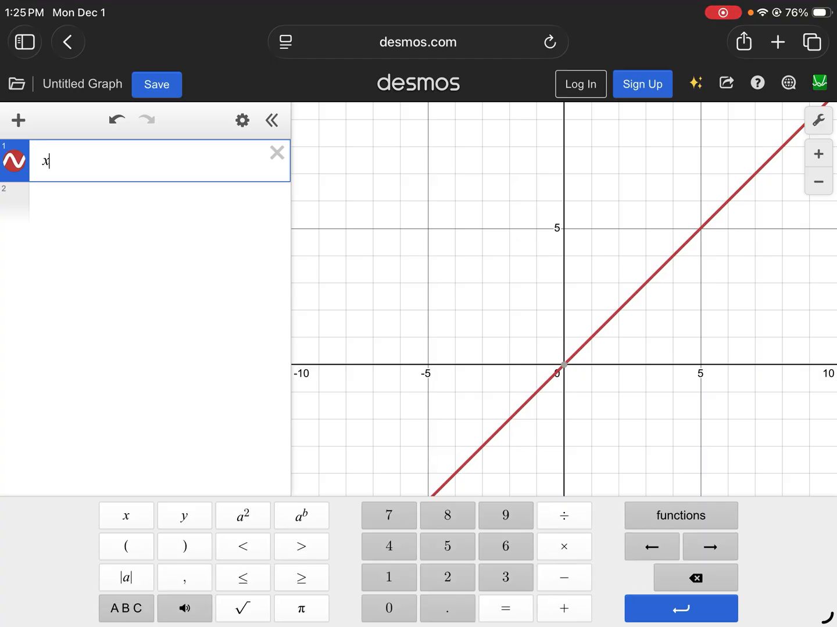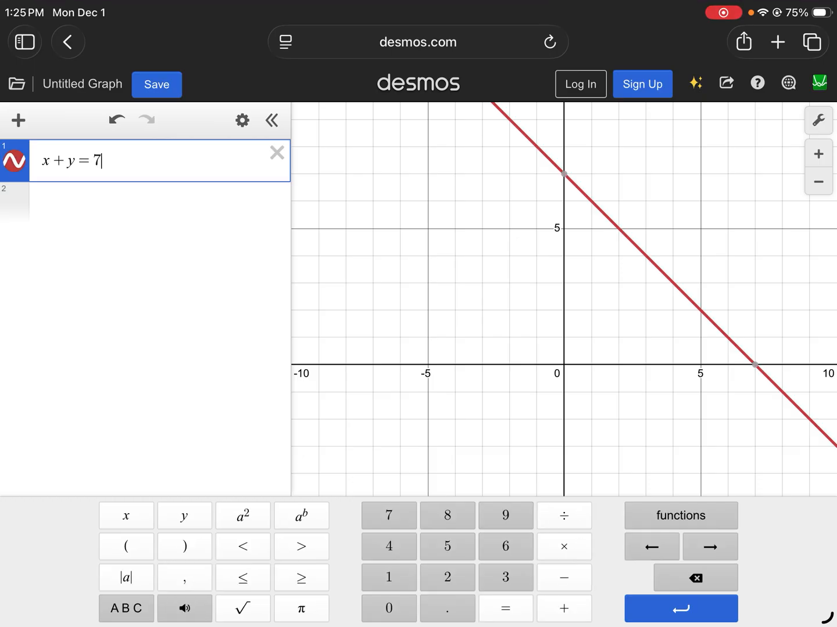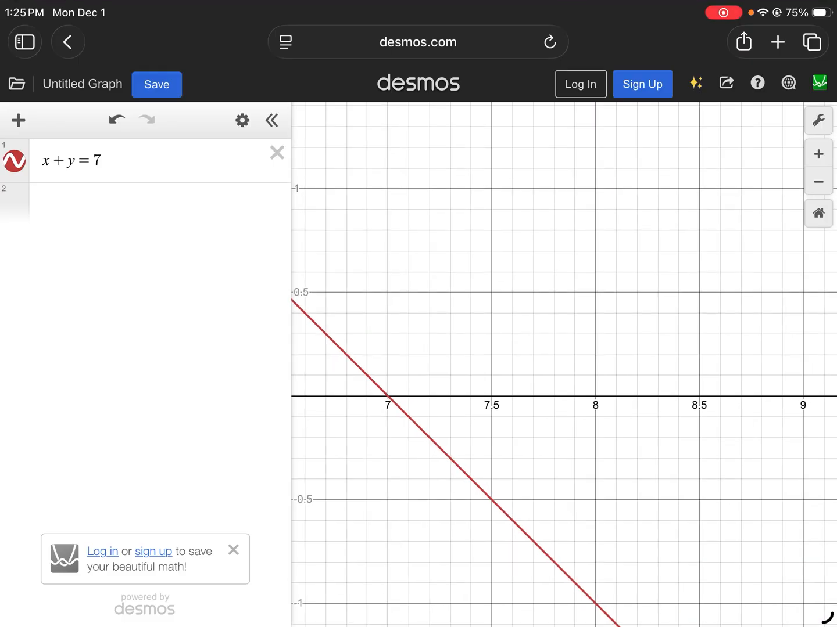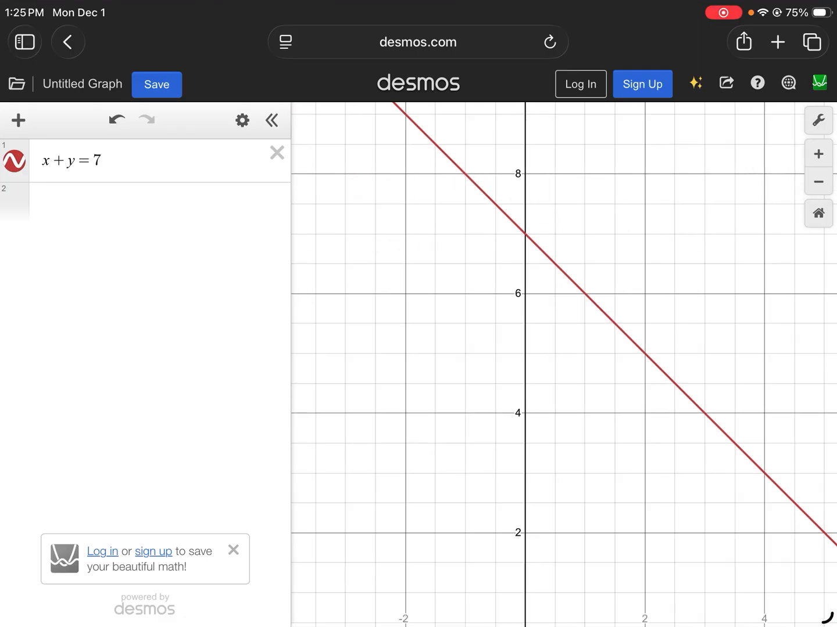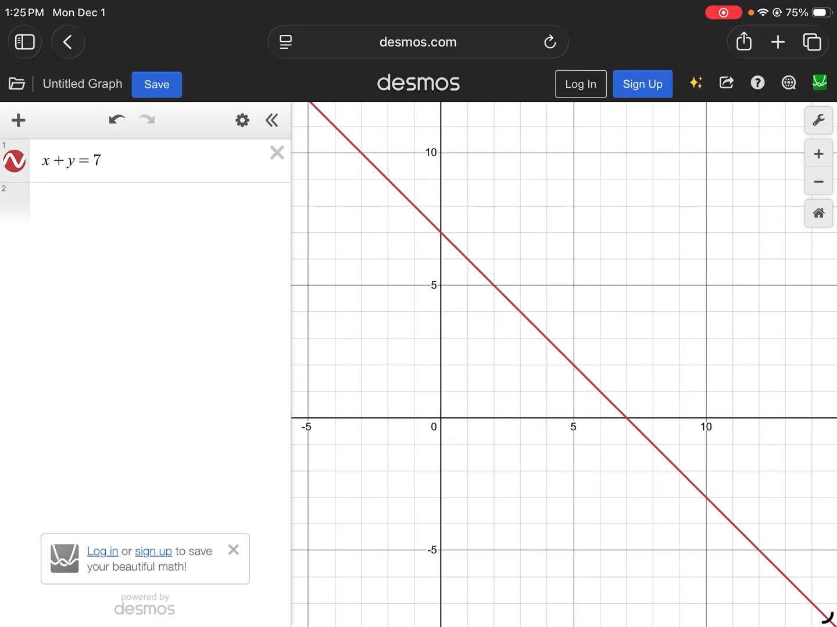x plus y equals 7. If we have a look here, there it is, x plus y equals 7, right? What's really interesting about this is if you look at the x-intercept, that's 7. If you look at the y-intercept, that's also 7. And our line is x plus y equals 7.